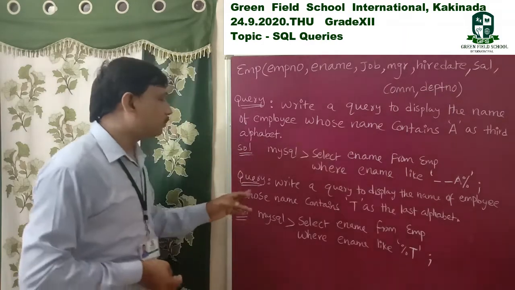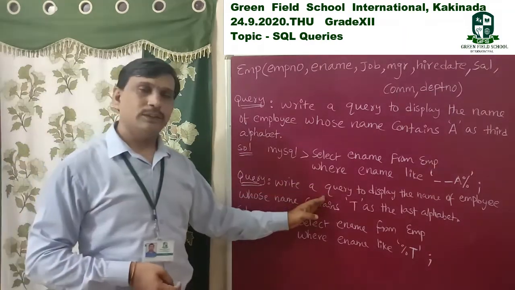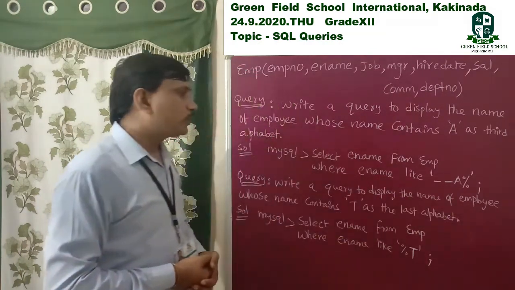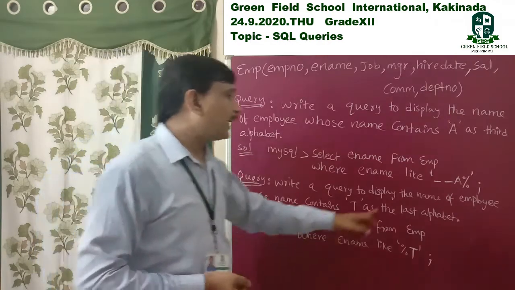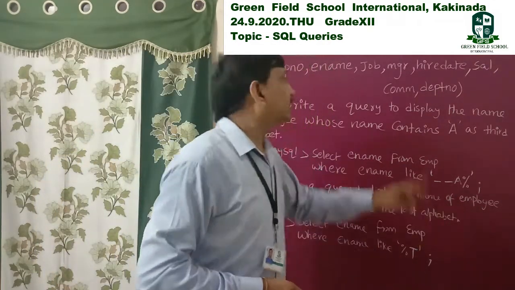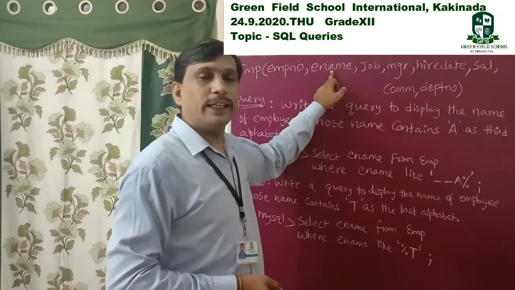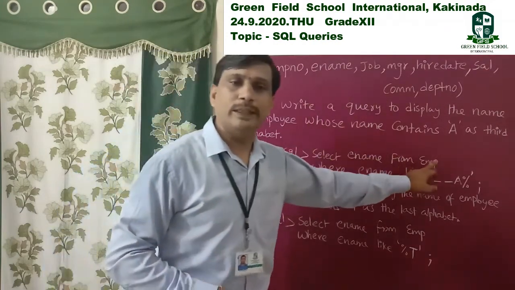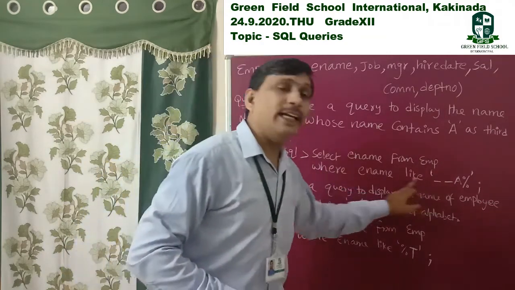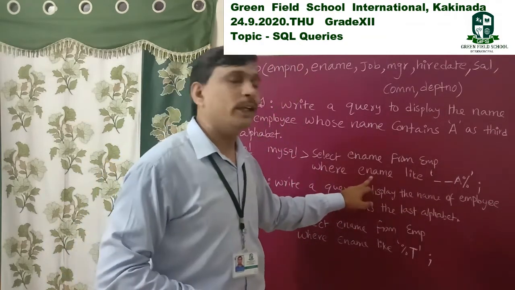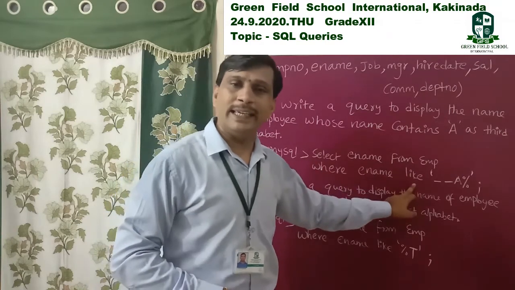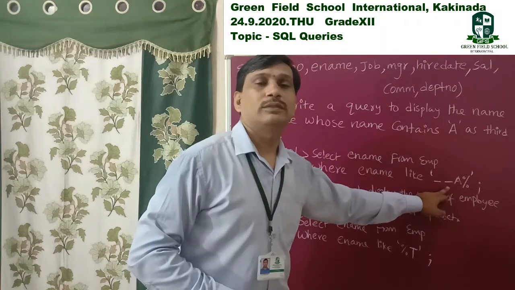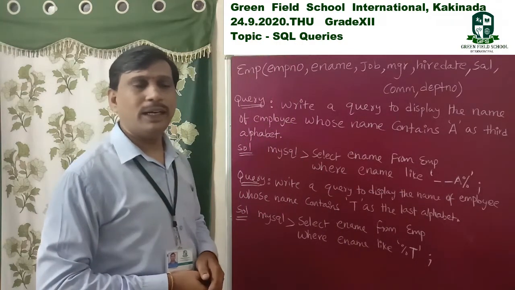Okay, next coming to one more query. Write a query to display the name of employee. They are asking the name of the employee, which means ename. So to display ename, select ename from EMP, where we specify a condition based on the employee name. That's why we write here ename LIKE, with which pattern? This pattern. Here also we manipulate like this.